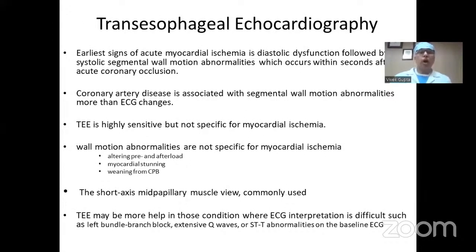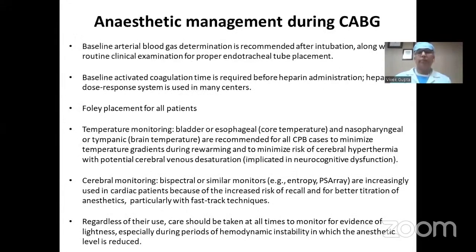So it can help us to identify myocardial ischemia very quickly, and if there is a segmental wall motion abnormality, we can identify it with the help of transesophageal echocardiography even before the ECG changes. We usually use the short axis mid-papillary muscle view to look for any regional wall motion abnormality. It can be helpful especially in patients with a bundle branch block, extensive Q waves or ST-T changes, where it is difficult to identify any ischemia. TEE will be a good guide to identify it.